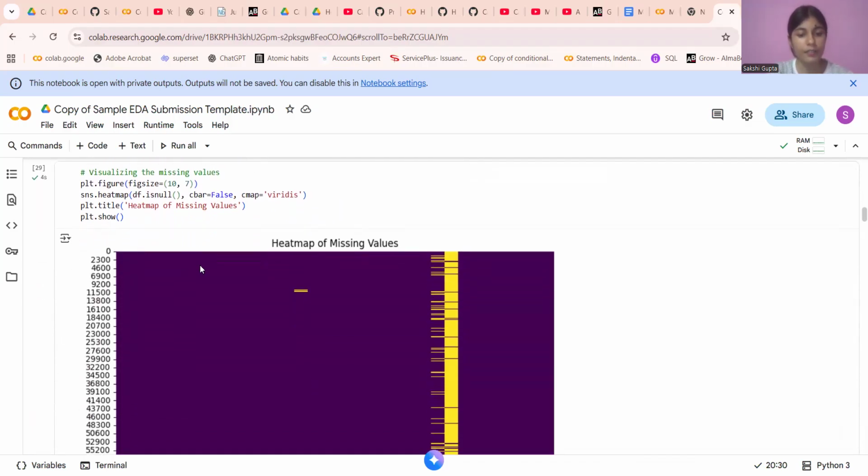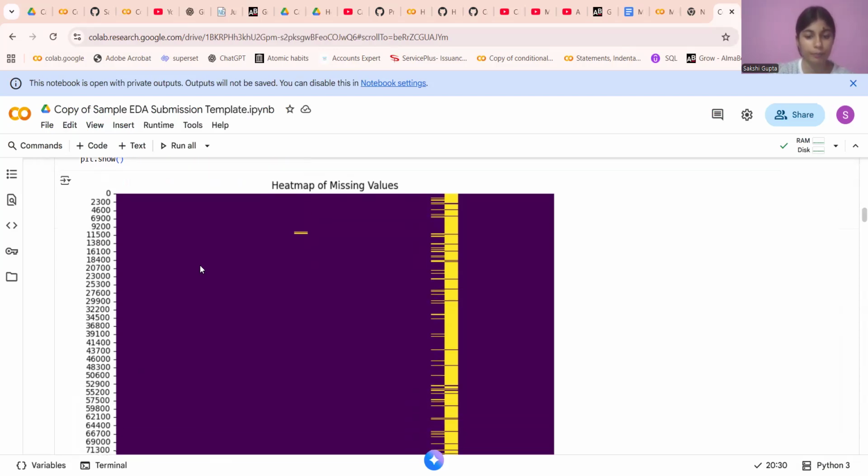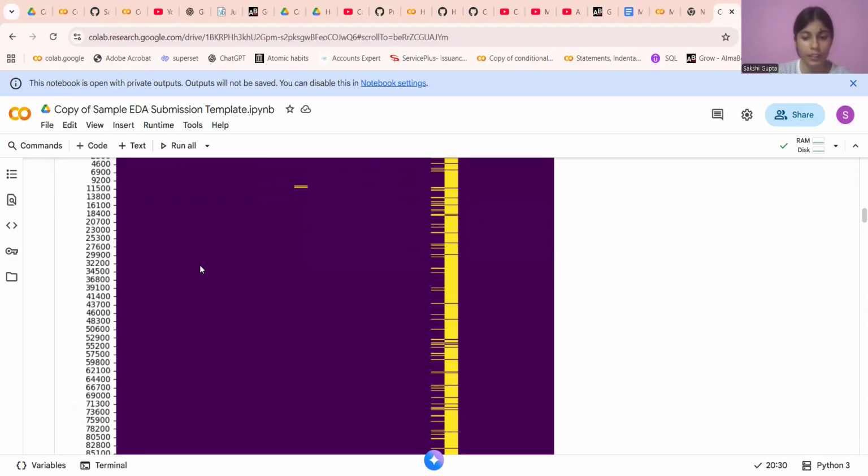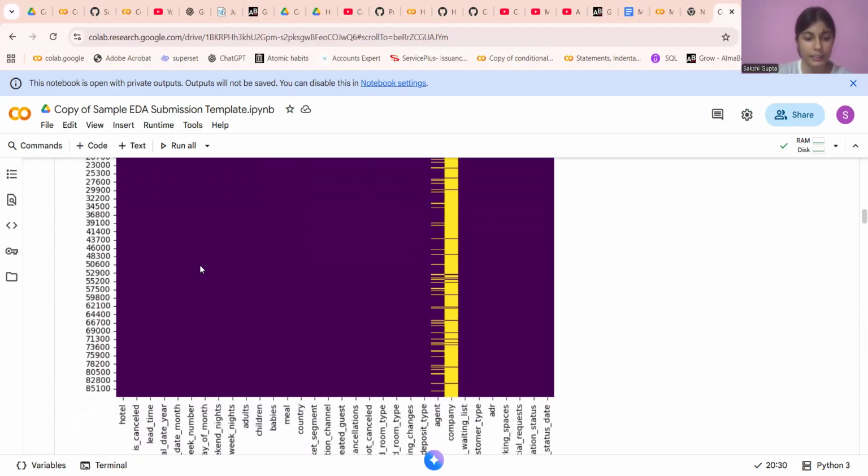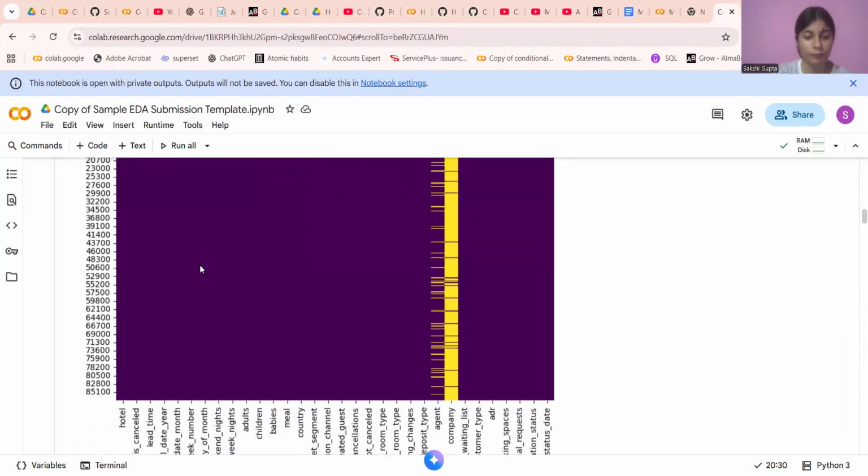We can visualize it using the heat map. So this is the heat map. Here we can clearly see that the company column has a maximum number of null values, more than the agent column, and the least null values are in the country column.